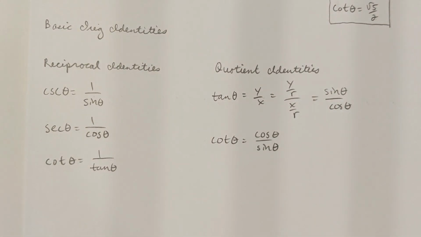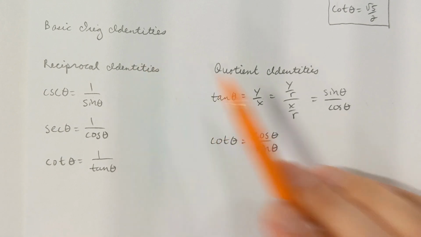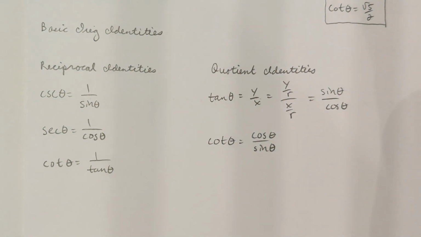Okay, we're still in section 6.3. I was going to finish that up now. I was going to talk about basic trig identities next. Now, when it comes to identities, we're going to be doing lots of things with identities in the next chapter.